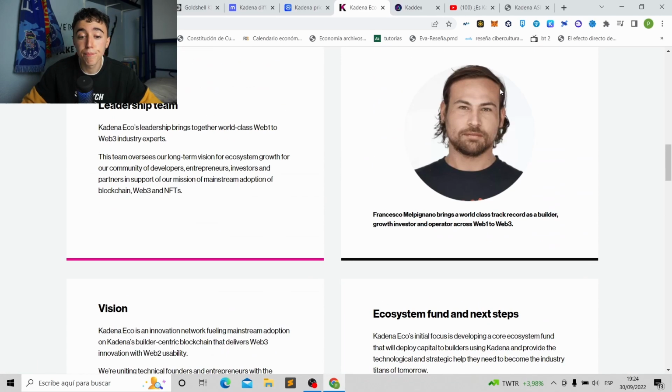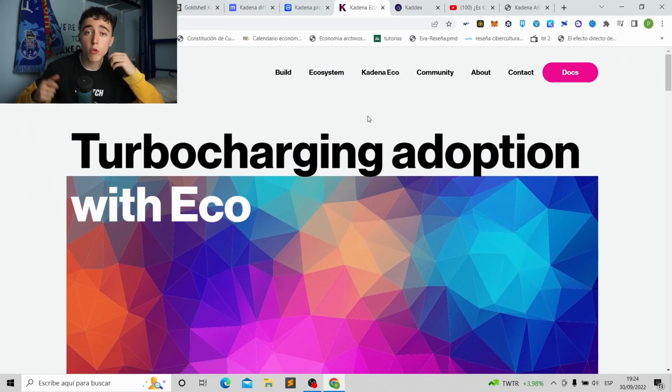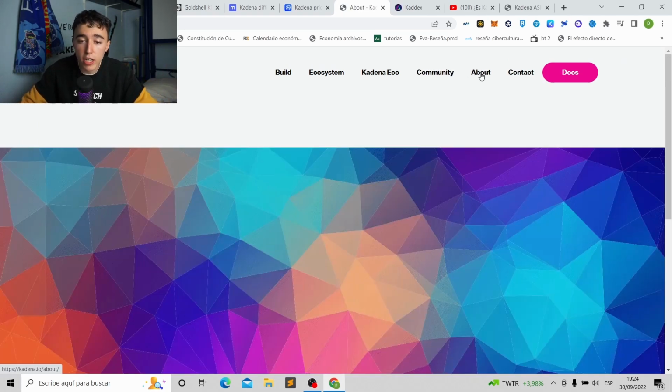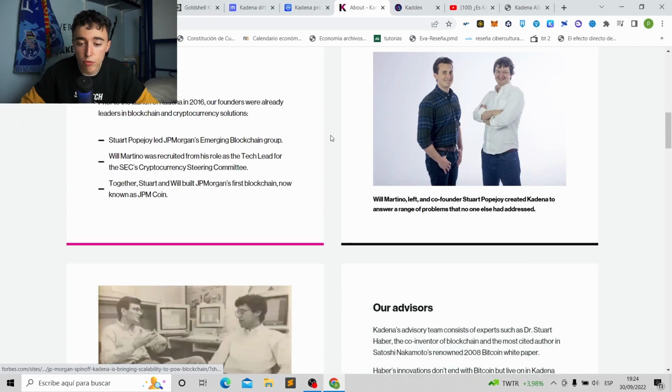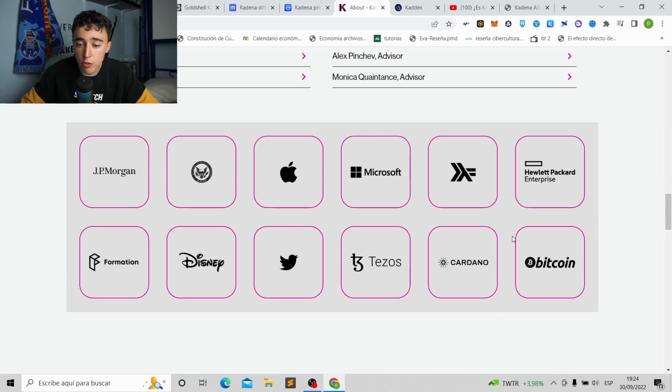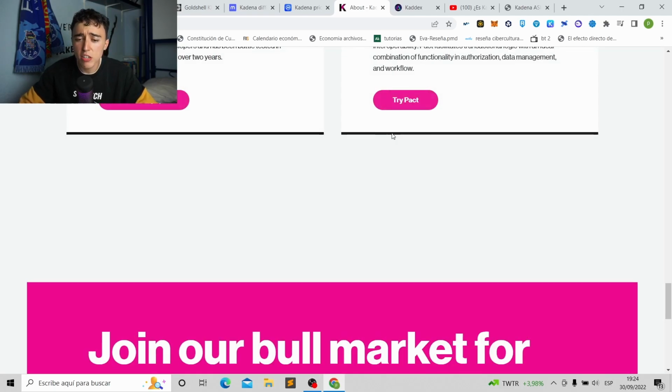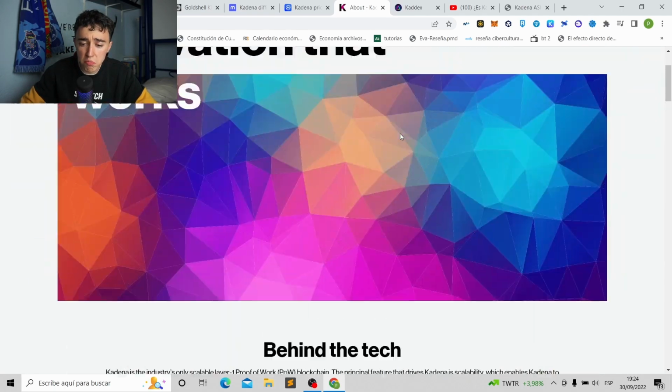But you never know if it's going to work, because maybe it goes very well in the beginning and then it disappears. The team of Kadena is pretty cool. Okay, they're guys with a lot of experience. They come from different backgrounds, and in general, it's pretty good. They come from Microsoft, from Apple, from JP Morgan, from Tezos. There are a lot of guys who come from very good places, so the team is very solid.